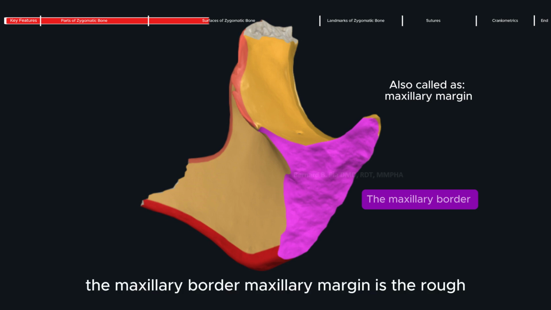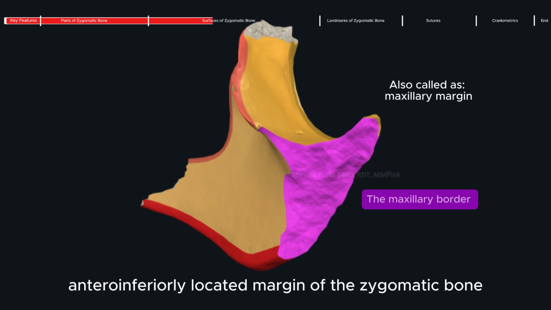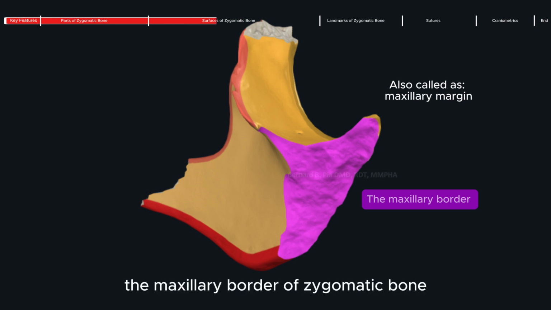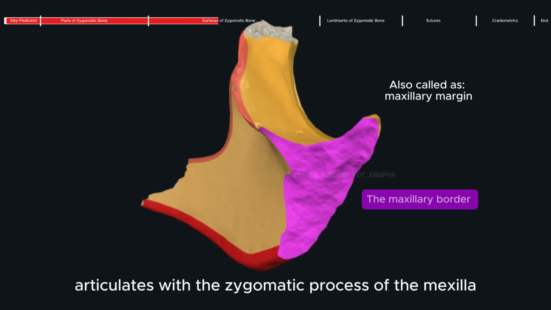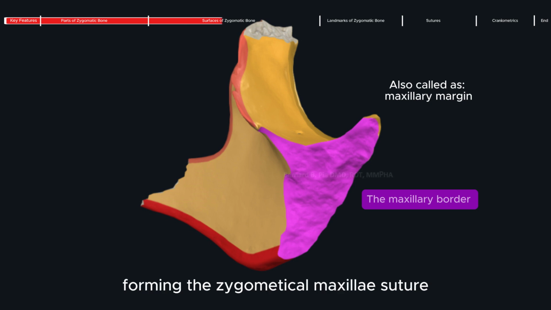3. The maxillary border, or maxillary margin, is the rough, anteroinferiorly located margin of the zygomatic bone. The maxillary border of zygomatic bone articulates with the zygomatic process of the maxilla, forming the zygomaticomaxillary suture.